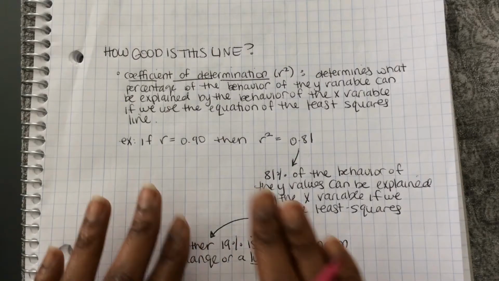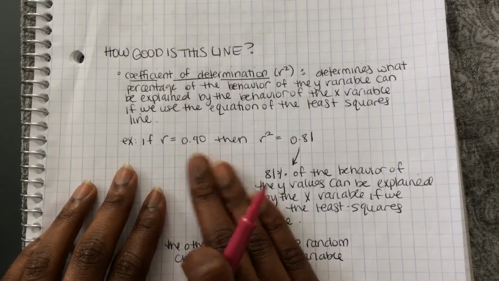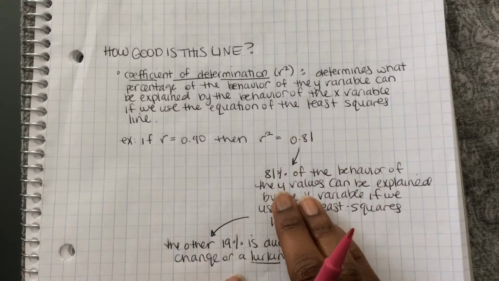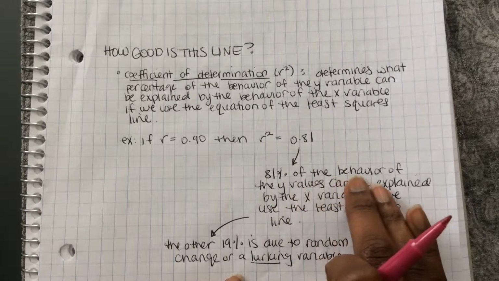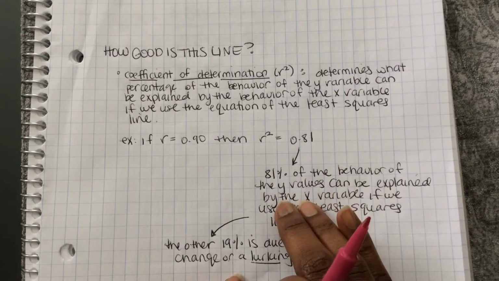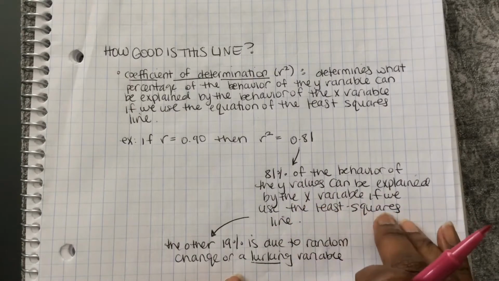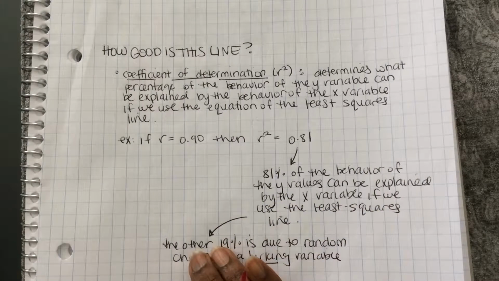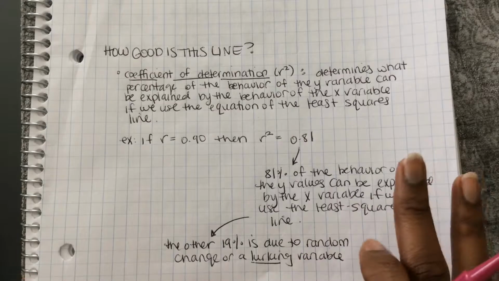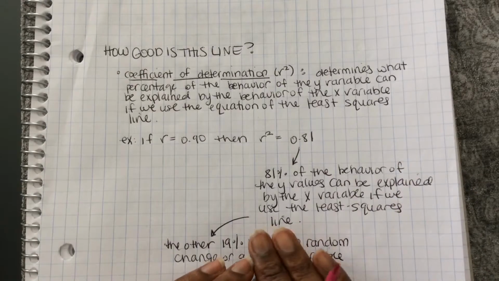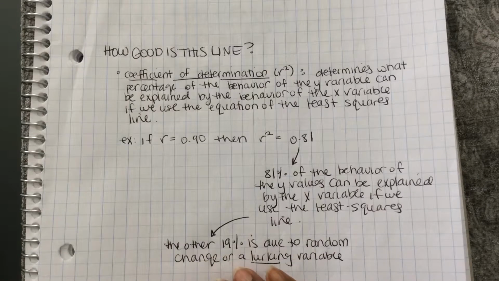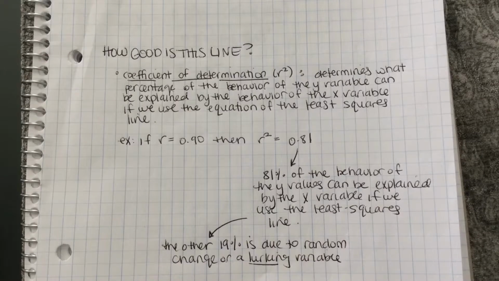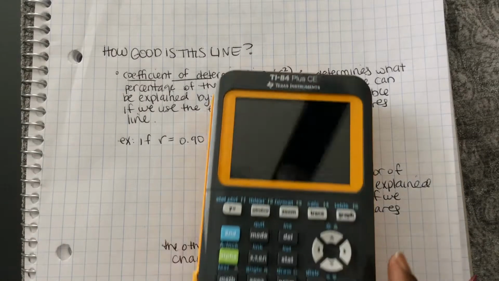So an example is, what if your r equals 0.90? If I square 0.90, then that means r squared is 0.81. As a percentage, that would state 81% of the behavior of the y values can be explained by the x variable if we use the least squares line. What does that mean for the other 19%? Well, that means the outcome of the other 19% is due to random change or possibly a lurking variable. Remember that vocabulary word. So how do we figure out r and r squared?